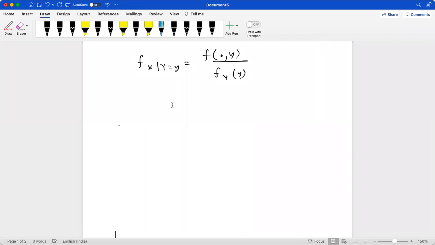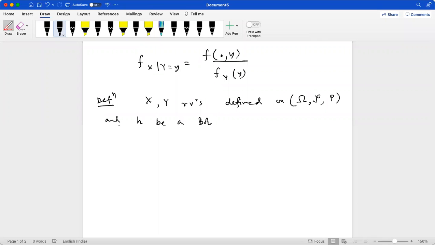Now, what is the conditional expectation? This is the definition. For a fixed y, this is one random variable; for another y, this is another random variable. Let X and Y be two random variables defined on the probability space (Omega, script A, P), the probability measure, and let h be a Borel measurable function. We always take a Borel measurable function, and assume that the expectation of h(X) is defined, exists and is finite.